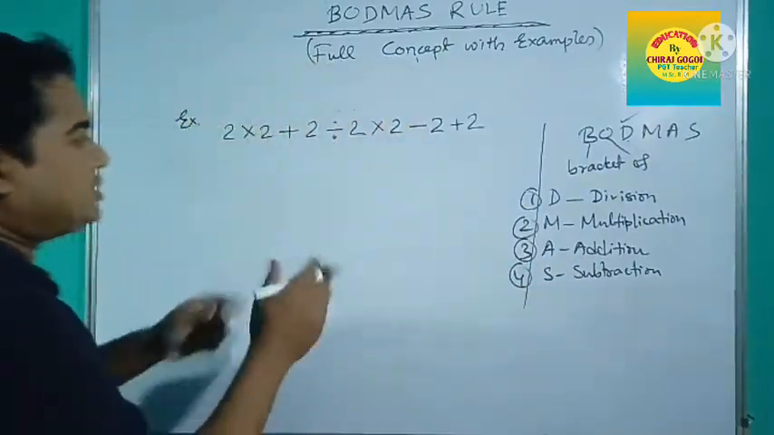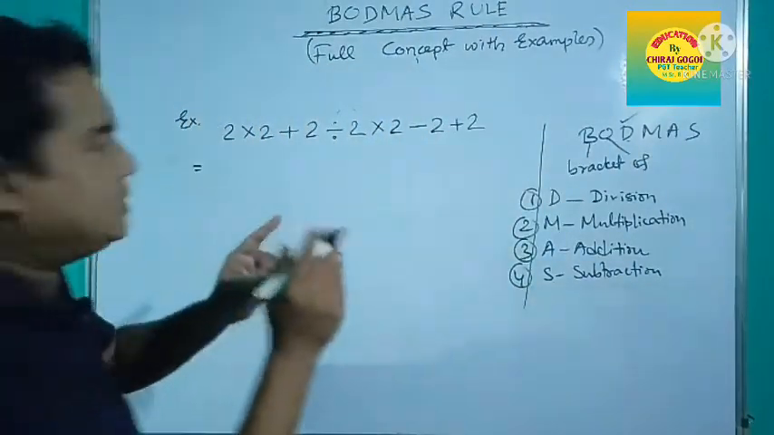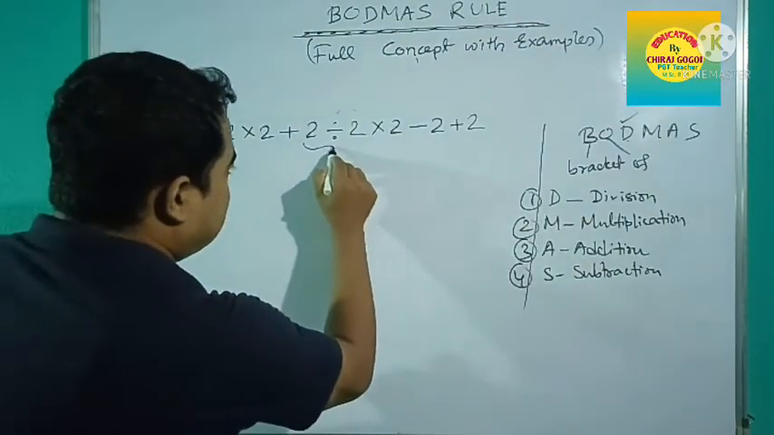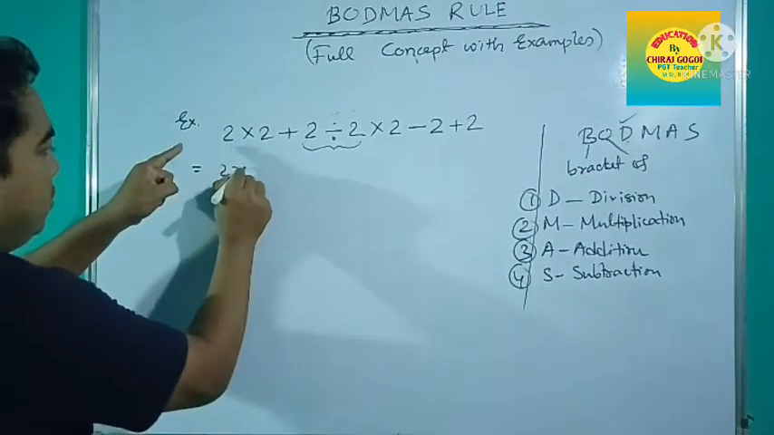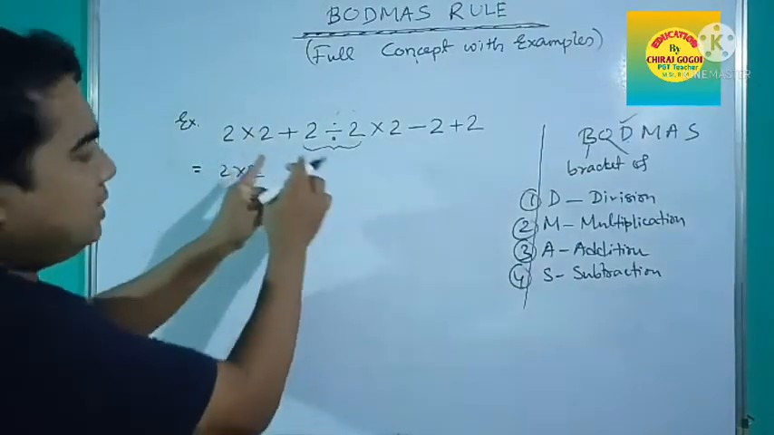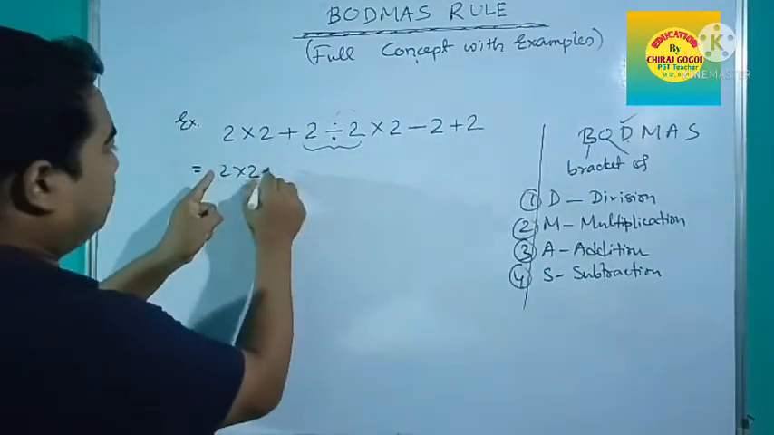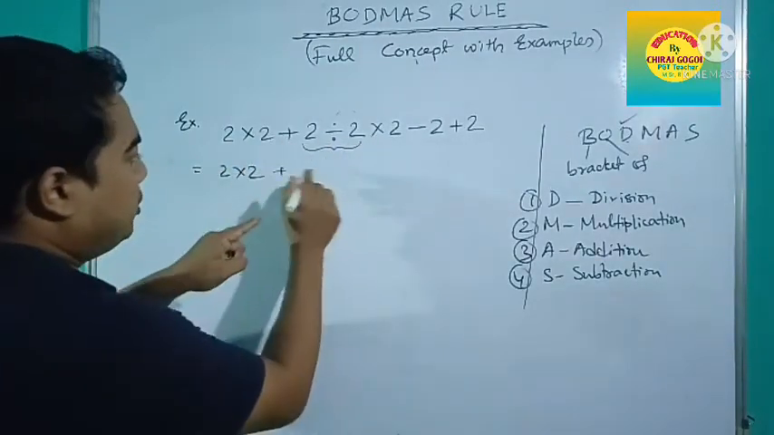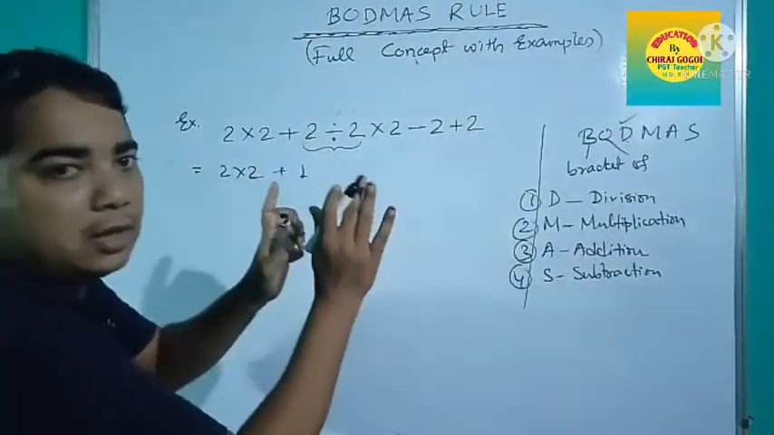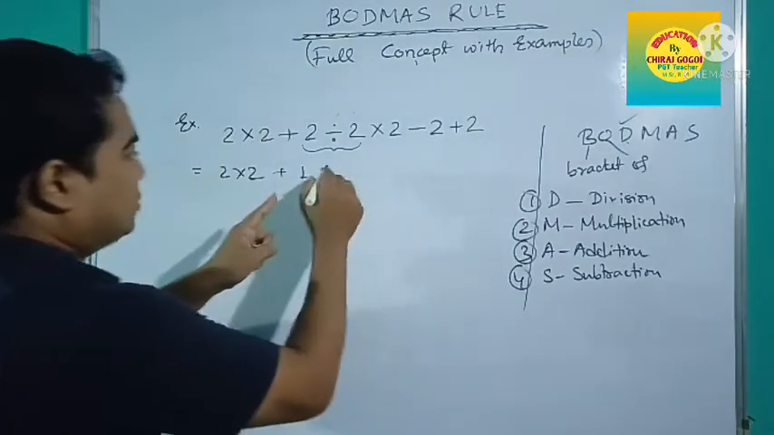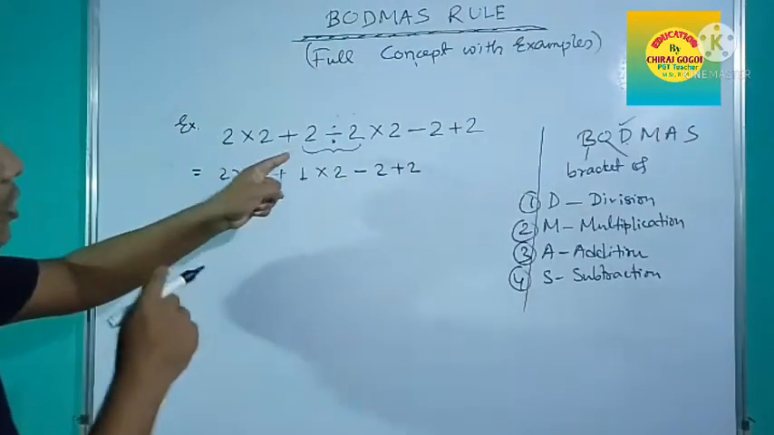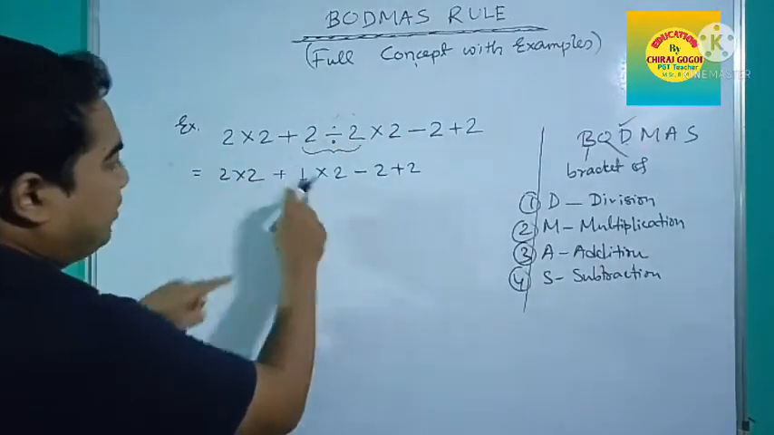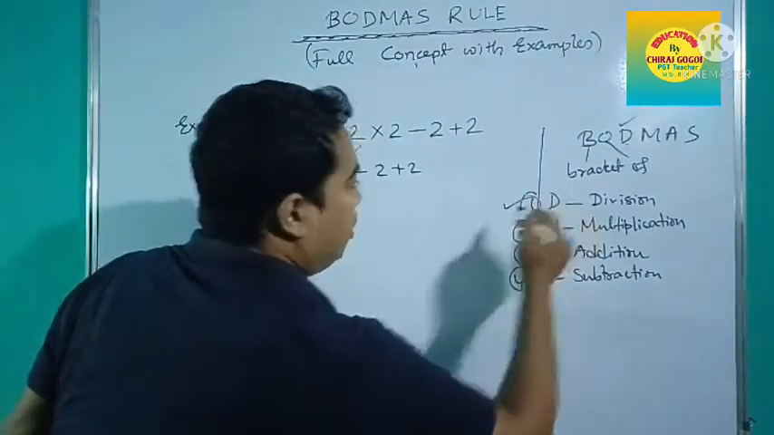So at first, division. Observe only the division part. Directly write 2 into 2, don't calculate in this part. 2 into 2 plus 2 divided by 2. We know 2 divided by 2 is 1. Don't change the other values. Directly plot 2 plus 2. I did only one part: 2 divided by 2 is 1. That means division is over.